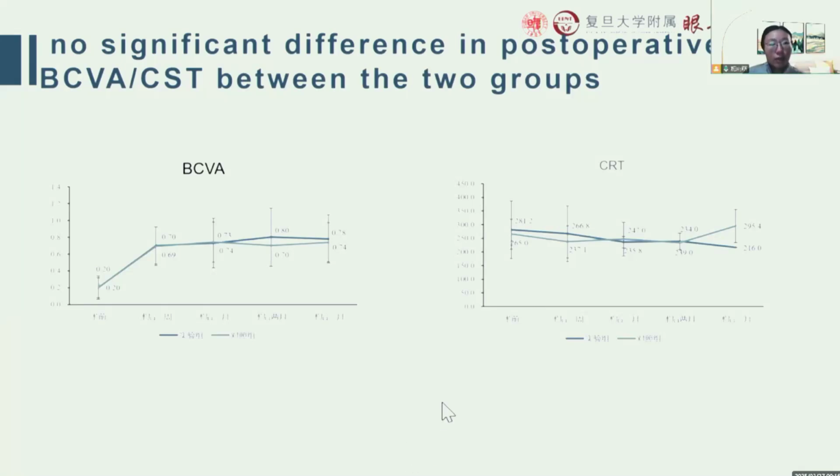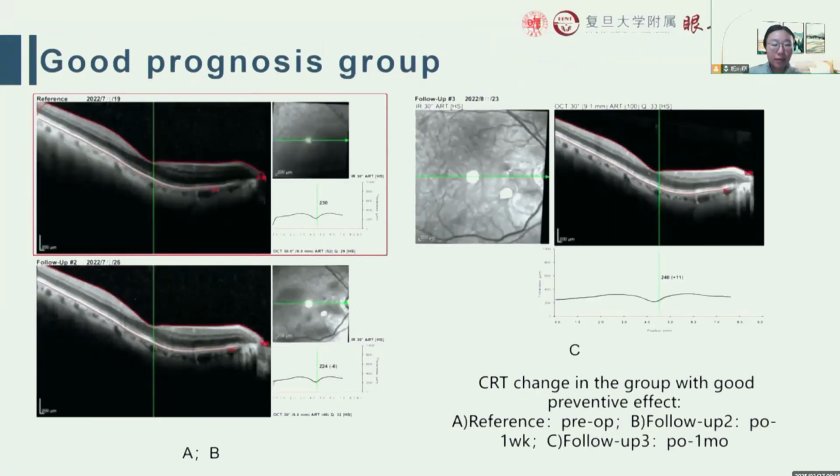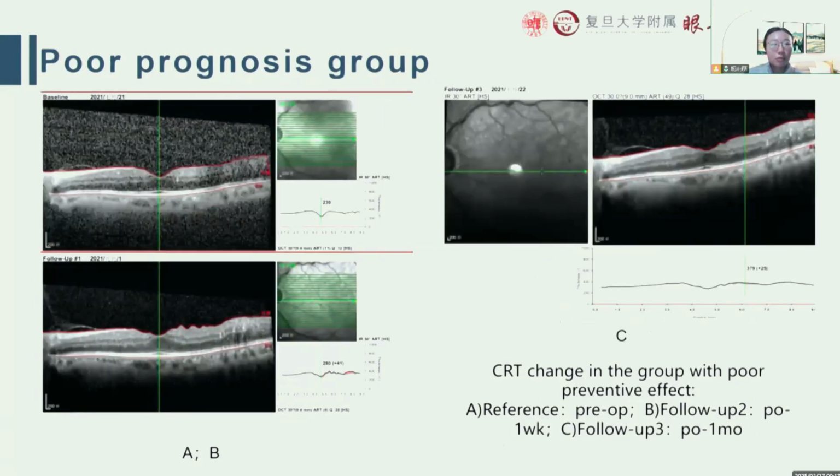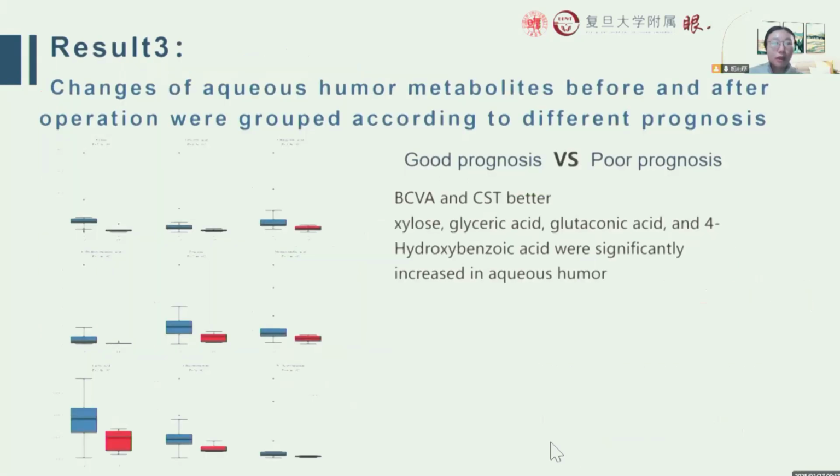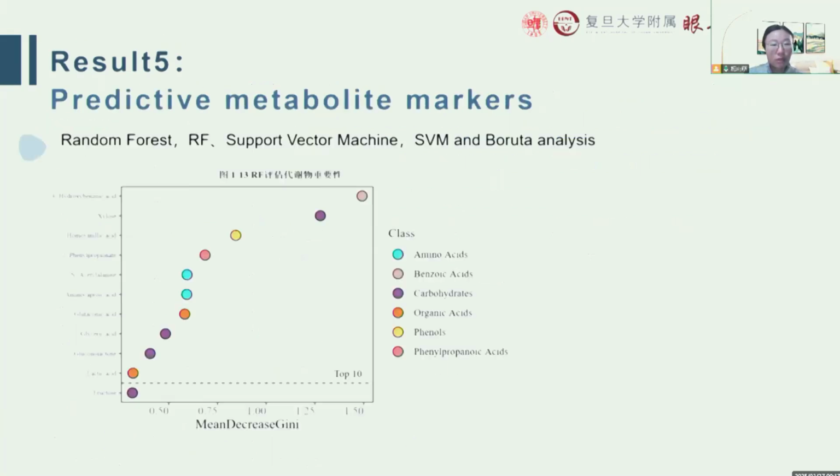In this case, we decided to re-divide our patients based on their prognosis result, mainly based on their CRT change before and after 3 months of surgery. And this is an example of a good prognosis group, and this is a poor prognosis group. And we also found that there are several changes of aqueous humor metabolites before and after surgery according to different prognosis groups. So the good prognosis group has better BCVA and CS, and some of the metabolites change significantly in aqueous humor compared with these two different groups, which makes us think whether some of these metabolites have predictive meaning.